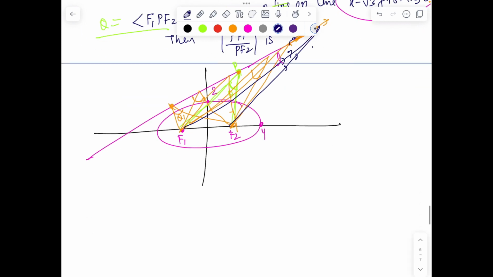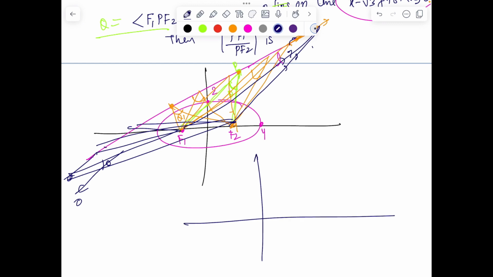Similarly on this side also, the angle will keep on decreasing for any point. So at minus infinity the angle is 0. If I see what is happening to theta versus the location of point P, at minus infinity it is going to be 0, and at infinity it is going to be 0.